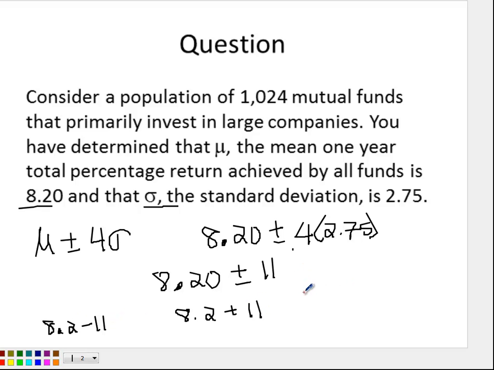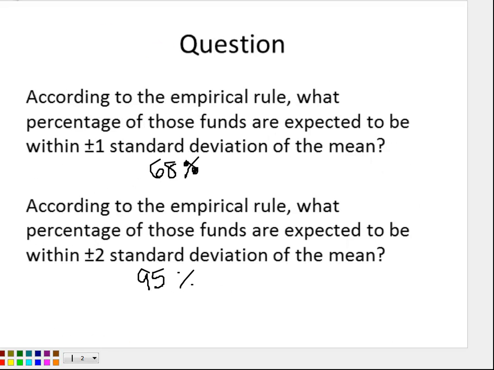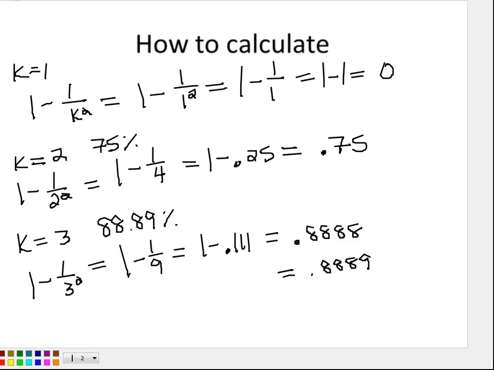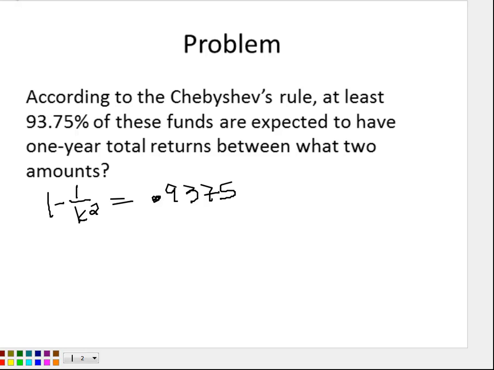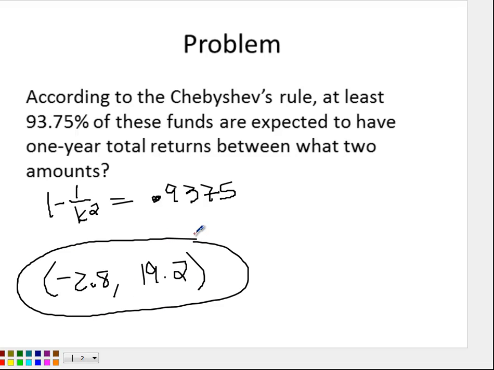So I end up with an answer. When I subtracted it off, I ended up with negative 2.8, and when I added it, I got 19.2. So according to Chebyshev's rule, at least 93.75% of these funds are expected to fall between negative 2.8 and 19.2. Alright, I hope this helps.